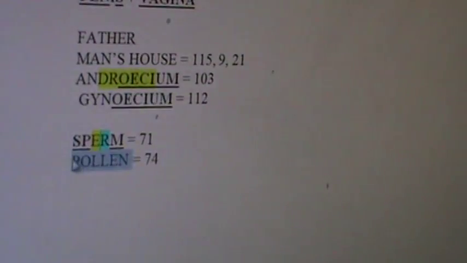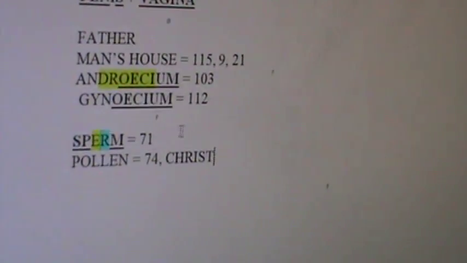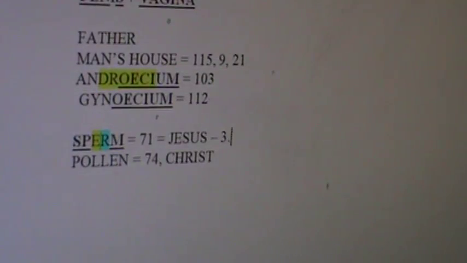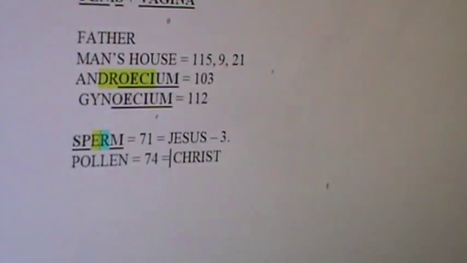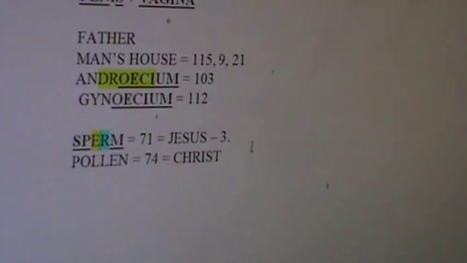Now pollen, in its letter-by-letter design, more accurately parallels Christ. It's 3 points less than Christ. And so this is amazing to me. Literally, sperm is most accurately Jesus minus 3. Okay, so the Trinity is glorified there. And then pollen equals Jesus, but I would say in its design, absolutely, pollen equals Christ minus 3.